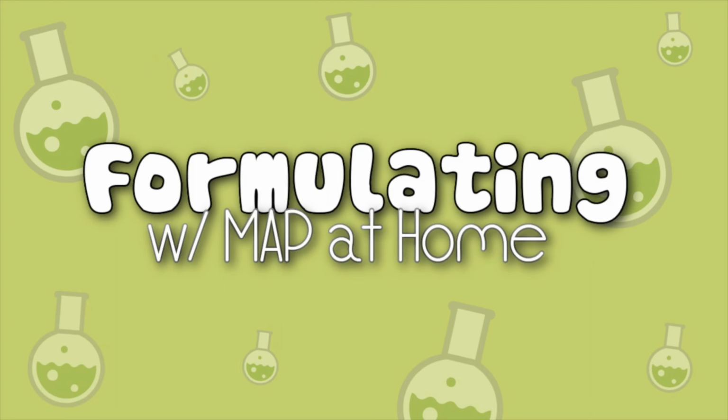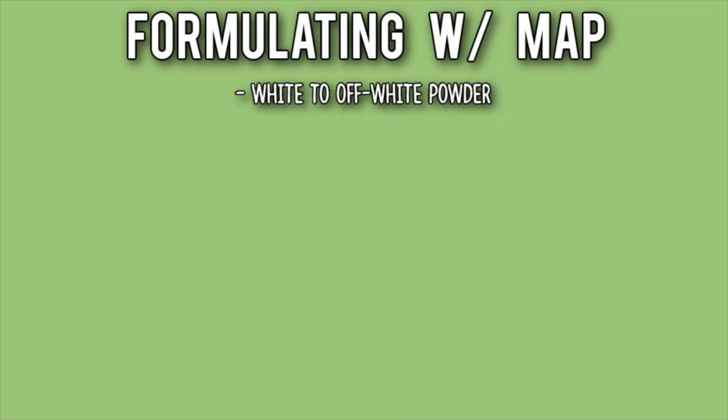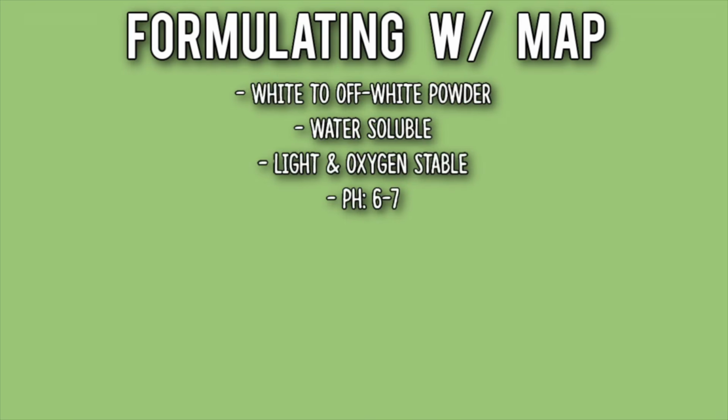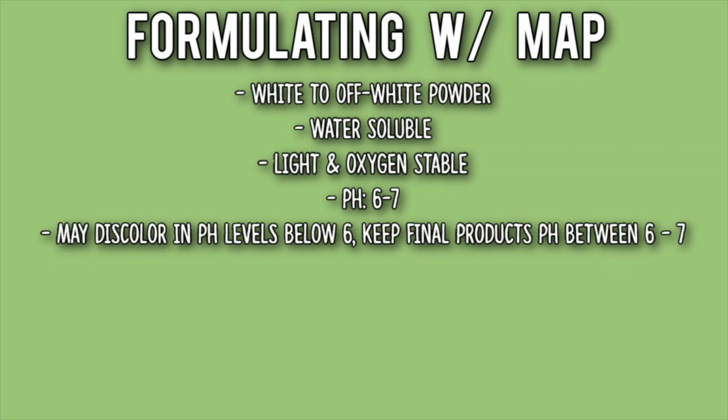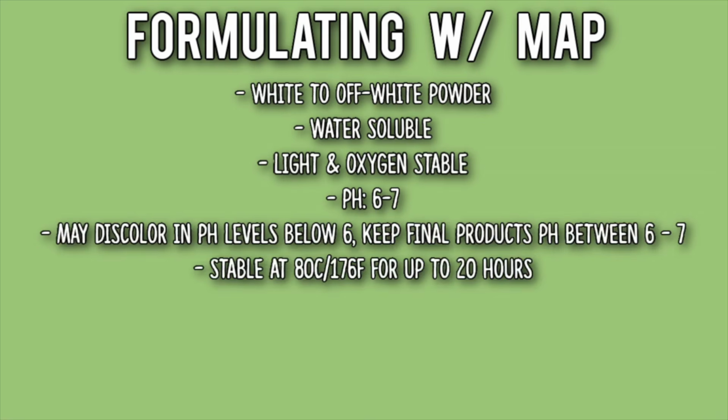Formulating with MAP, this information comes from lotioncrafter.com. It is a white to off-white powder. It is water soluble. It's light and oxygen stable. The pH of this ingredient when you dissolve it in water is around 6 to 7. It may discolor at pH levels below 6, so keep the final product's pH between 6 to 7. It's stable at 80 degrees Celsius, that's 176 degrees Fahrenheit, for up to 20 hours. So you can put this in the heated water phase and it's totally fine.